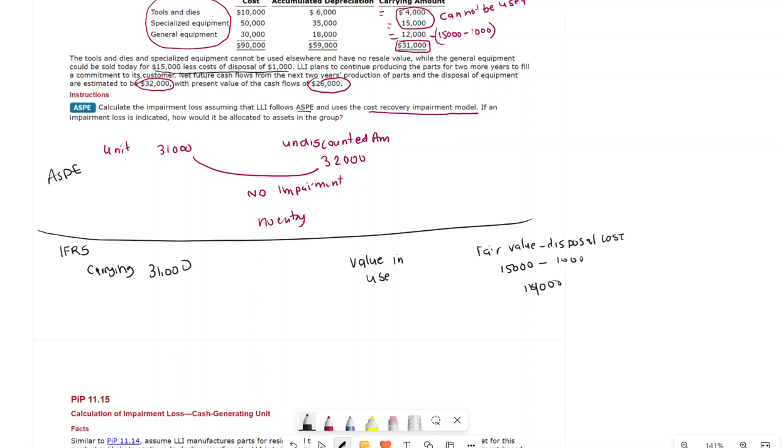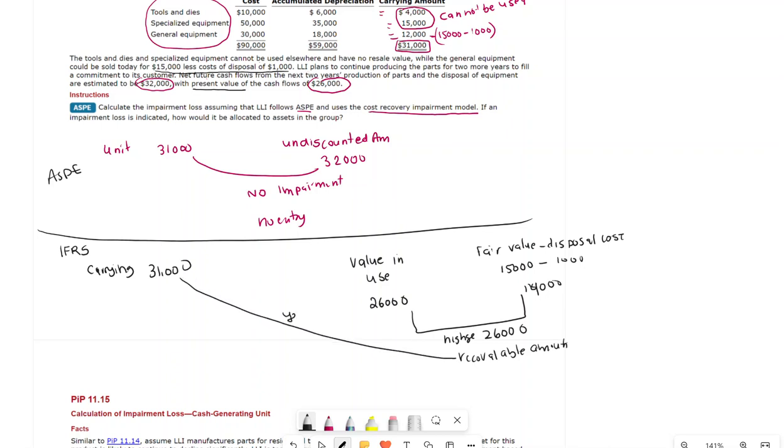If they don't give you value in use, present value is the same thing as value in use. So 26,000, we take the higher amount, which is 26,000. That becomes the recoverable amount. Is this impaired? Yes, it is impaired, because the 26,000 is lower than the carrying amount, and I need to do an entry. That's my recoverable amount, so I need to do an adjustment from 31,000 to 26,000 recoverable amount, an adjustment for $5,000. So when you're doing it for 5,000, you debit the loss on impairment.